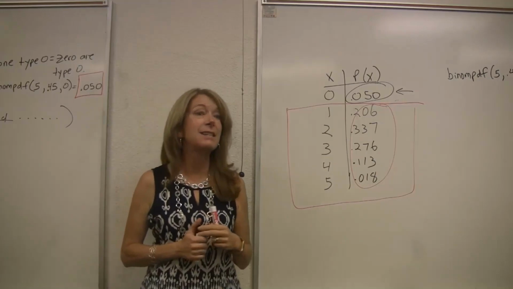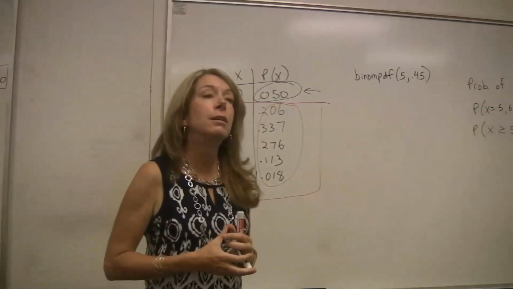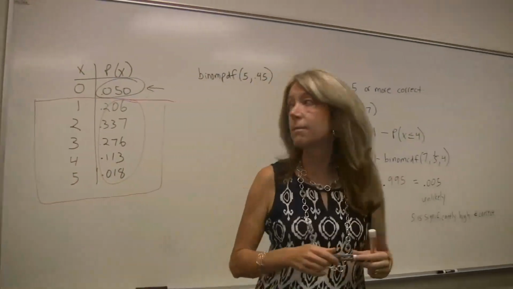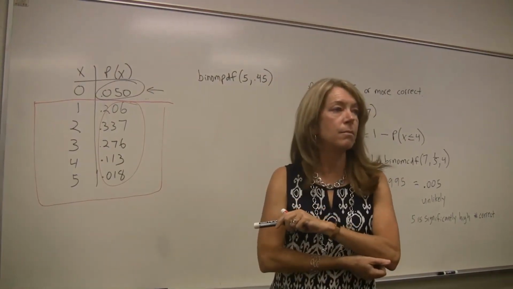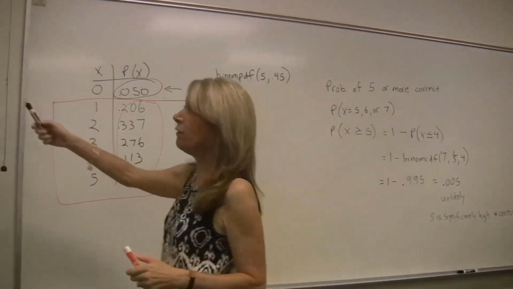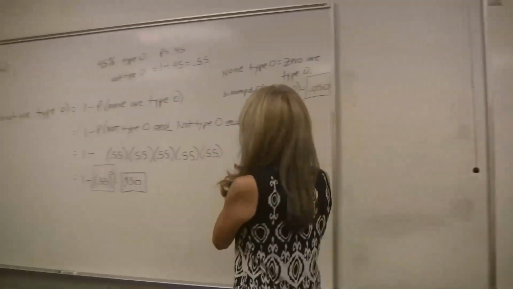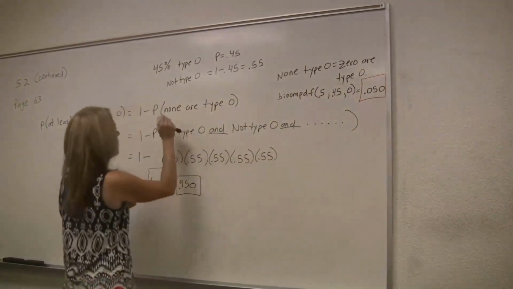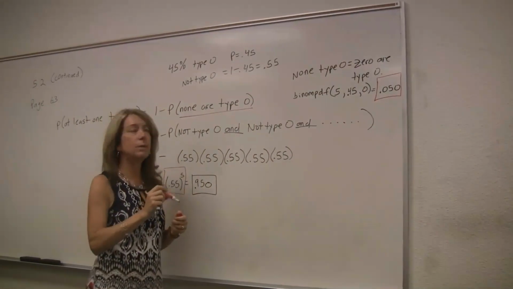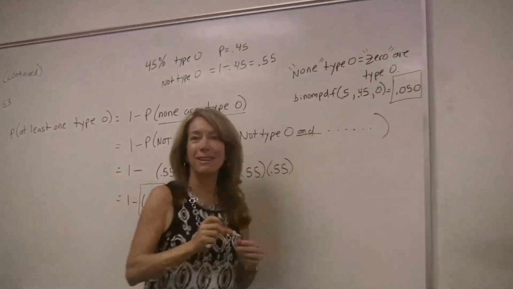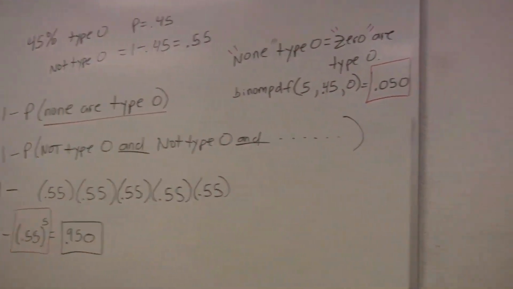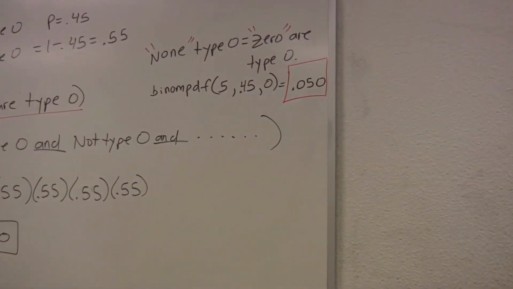Questions? Yes. For the binomial PDF, I see how we got 5, 0.45, but then for the x value where it says 0, I'm a little confused why we did that over here. Yeah. Because for this particular one, we were worried about none are type O. Oh, okay. And if it's none, that's the same as saying 0. Got it. Other questions?